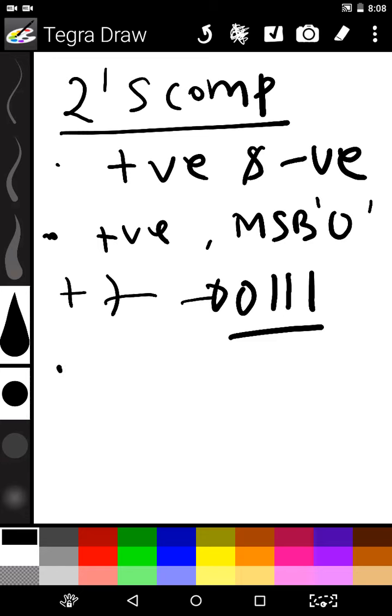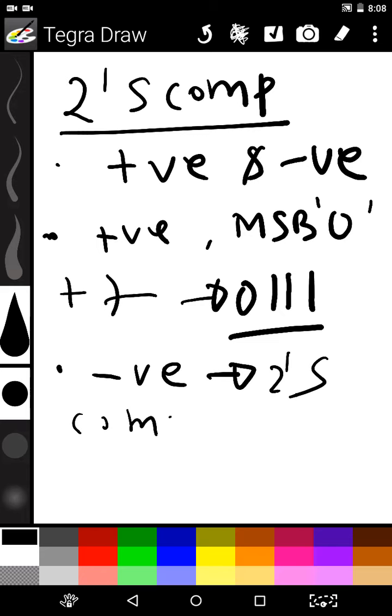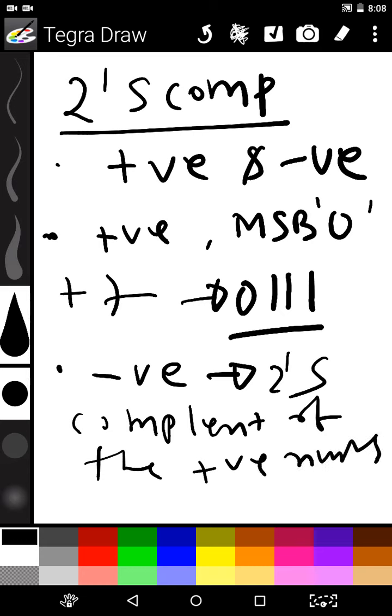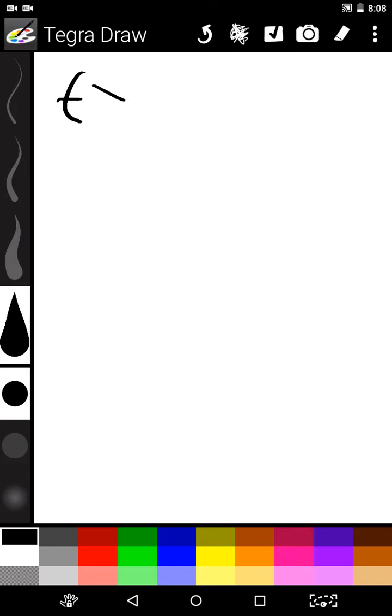For negative number representation, we have to convert the positive number to its 2s complement. Take the 2s complement of the positive number's signed representation. For example, let's represent -7. How? The 2s complement representation of -7.